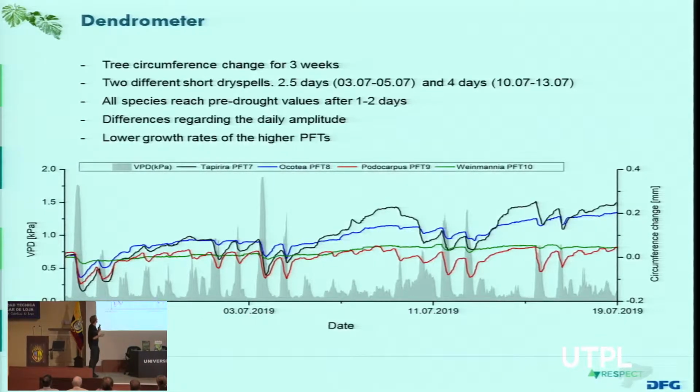Important is also differences regarding the daily amplitude. If you see the green line, it's Weinmannia with the PFT of 10, and you can clearly see that it shows a very, very low daily amplitude, which somehow is not represented in PFT 9 of Podocarpus. So there we do not have a clear sign for the PFTs. Another thing is the lower growth rates, the higher the PFTs. You can see like Weinmannia and Podocarpus do not really grow compared to the other ones, Tapirira and Ocotea.